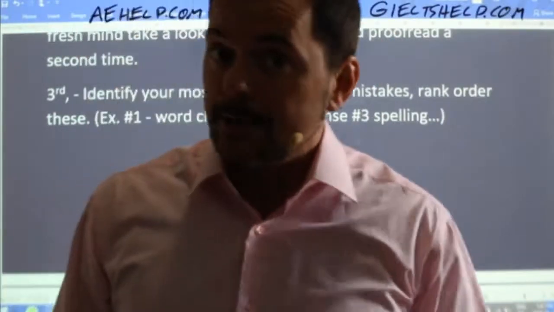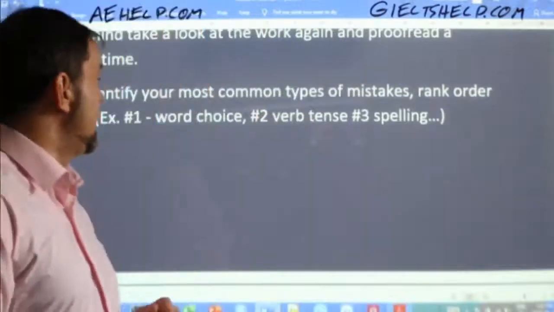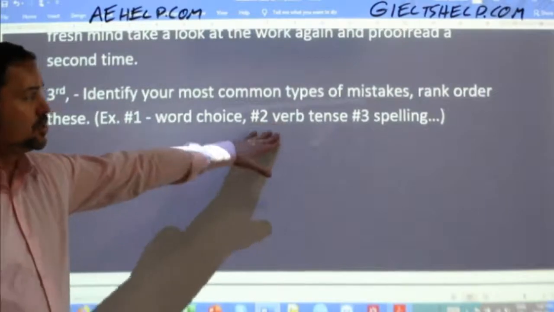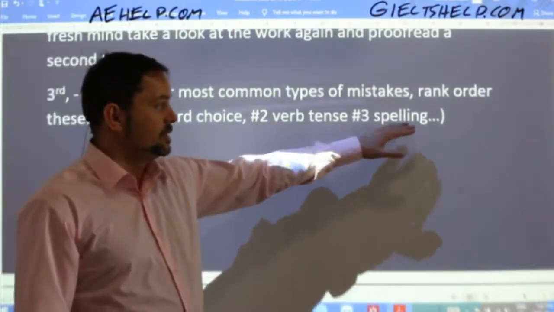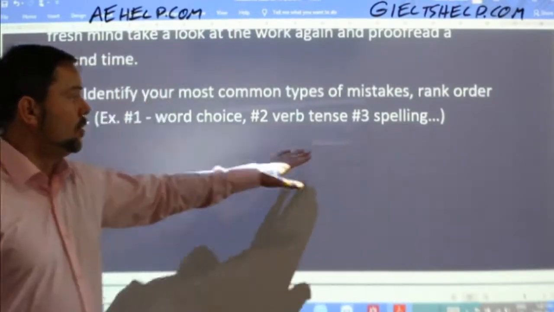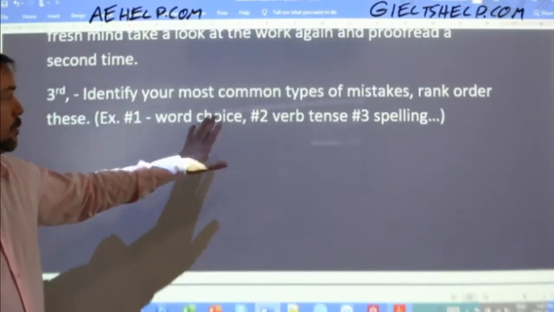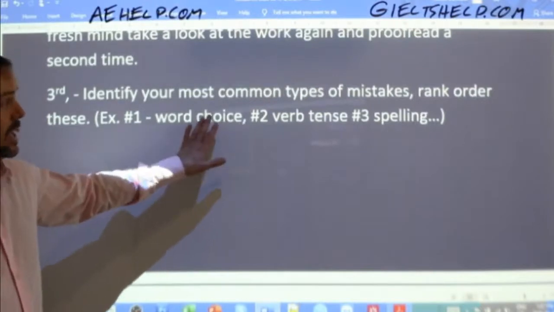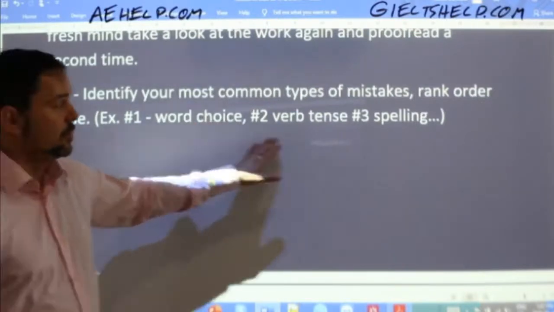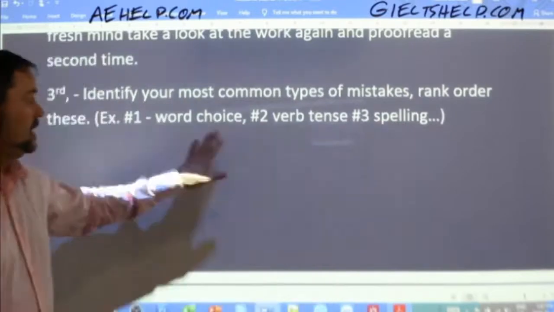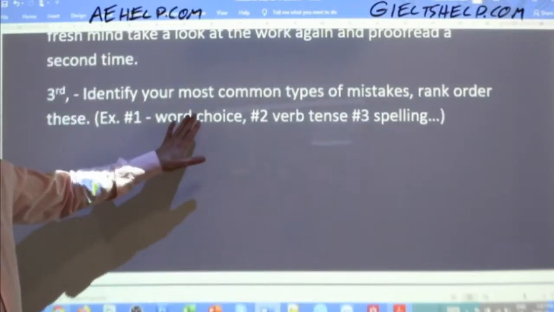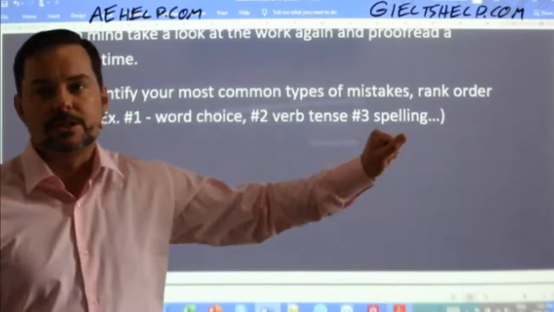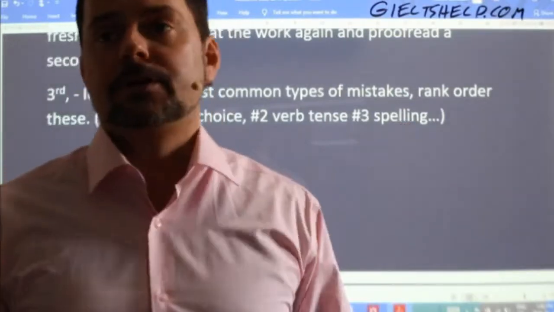That's okay, but if you have, for example, word choice mistakes or verb tense mistakes, those are actually much more problematic for coherence than spelling. So if you make word choice mistakes, which often affect your coherence, then you'd want to catch those before worrying about your spelling, because these ones will hurt your IELTS score more than spelling mistakes. So that's really quite important, okay?